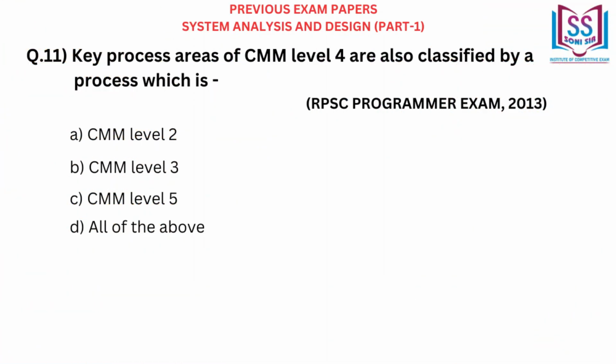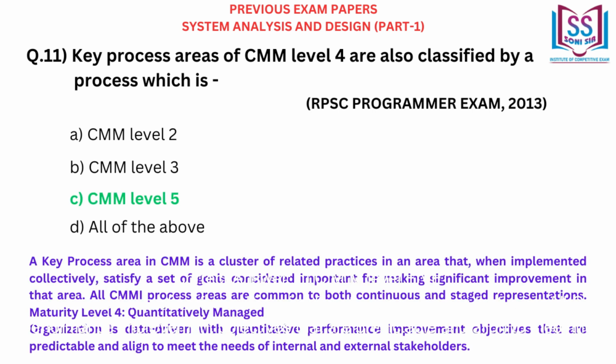Key process areas of CMM Level 4 are also classified by a process which is A. CMM Level 2, B. CMM Level 3, C. CMM Level 5, D. All of the above. Correct answer C. CMM Level 5.